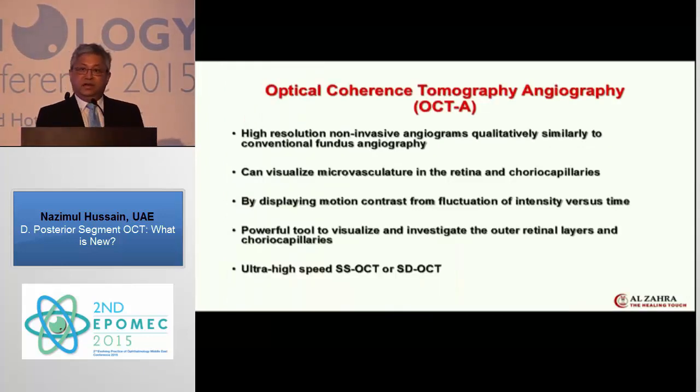What is more interesting over time now is OCT angiography without using any dye. It's a high resolution, non-invasive angiogram, qualitatively similar to fluorescein angiography. It can visualize microstructure in the retina and the choriocapillaris. It uses motion contrast from the fluctuation of intensity versus time due to the flow of blood. So it's a very powerful tool to visualize and investigate the outer retinal layers and the choriocapillaris, primarily because it uses an ultra high speed swept source OCT or a spectral domain.